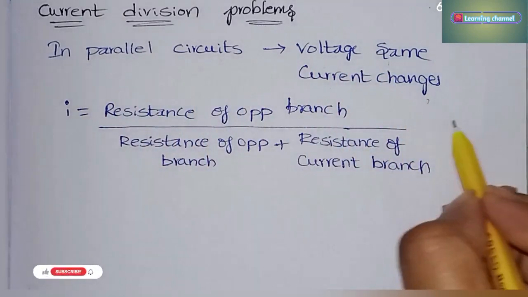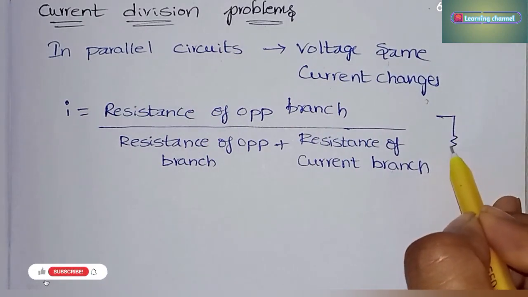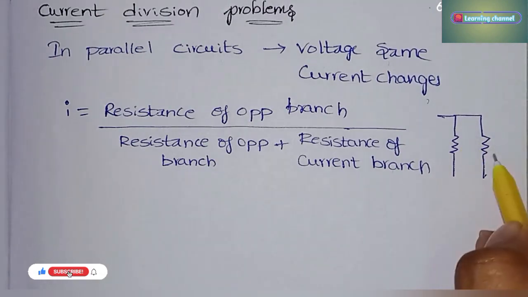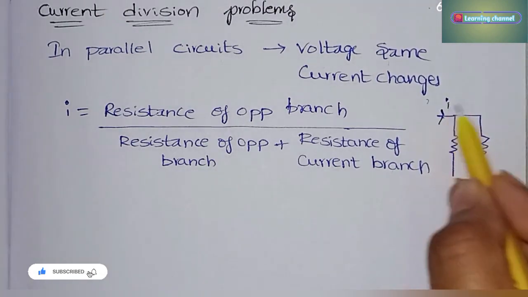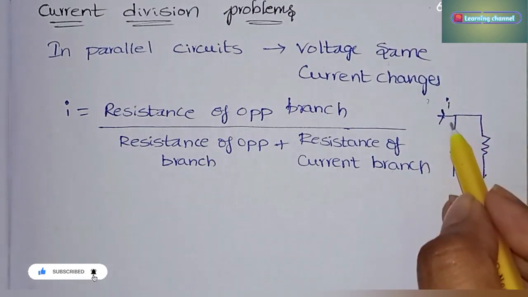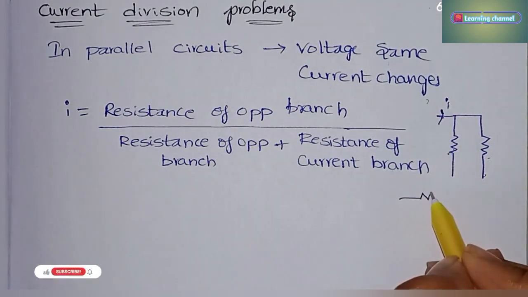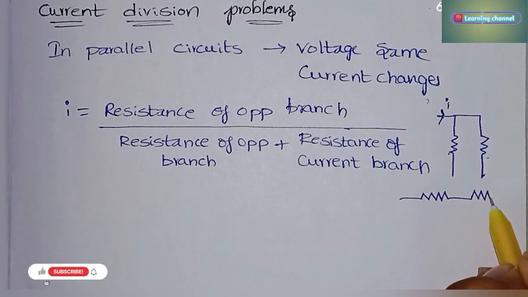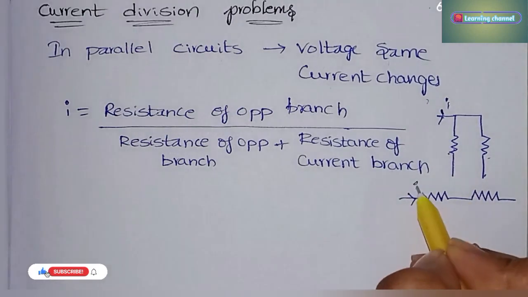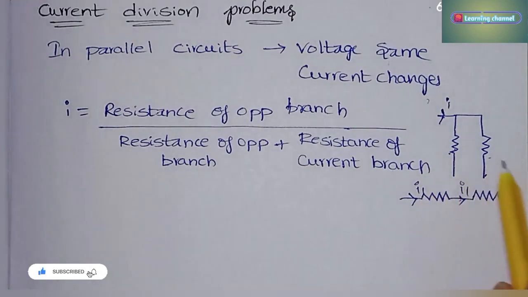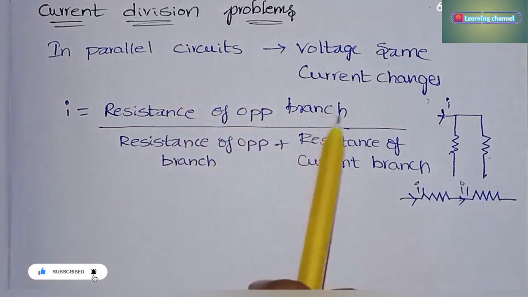So if we consider two resistors, these two are in parallel direction. When current I flows, the current will divide when the two resistors are parallel. If they are in series, the same current will flow. So here I1 current will flow, here also I1 current will flow. In this way, the current changes.